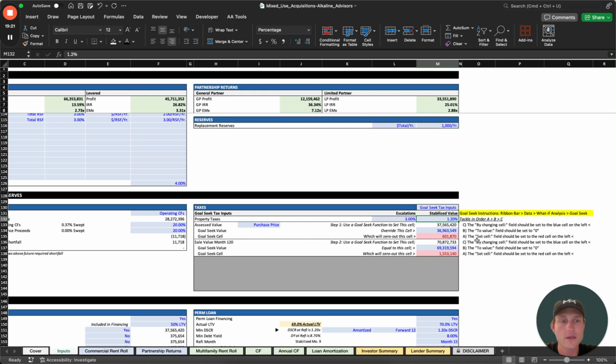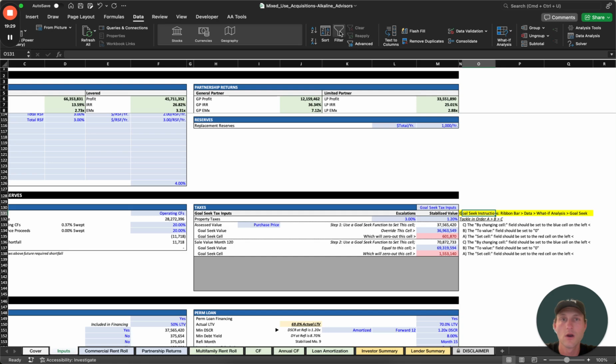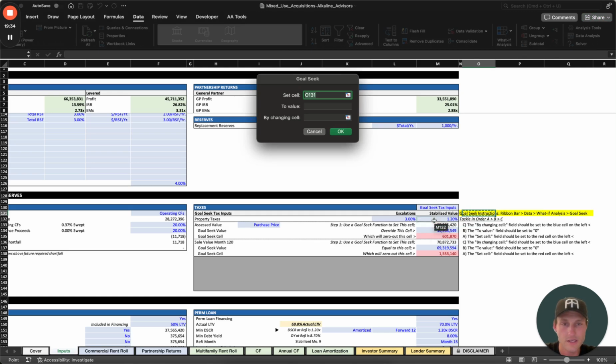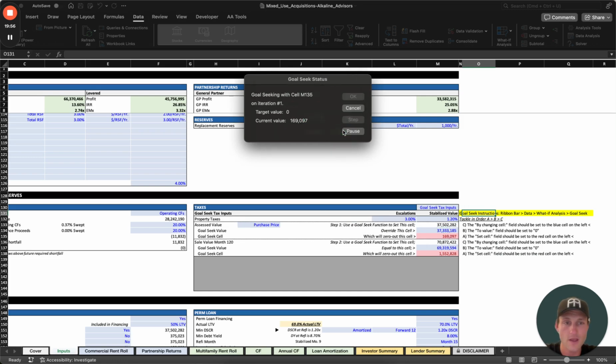So here what we can do is go to GoalSeek instructions. We can go to the ribbon bar, which is up here. We can go to data. We can go to what if analysis. Then we go to GoalSeek, right? It's explained there. Then let's start with this box. It says A, set cell field should be set to the red cell on the left. So we set cell. B, the to value field should be set to 0. So we set to 0. And it says C, by changing this blue cell, right? So then we click OK, and then boom, that updates, and we're good.